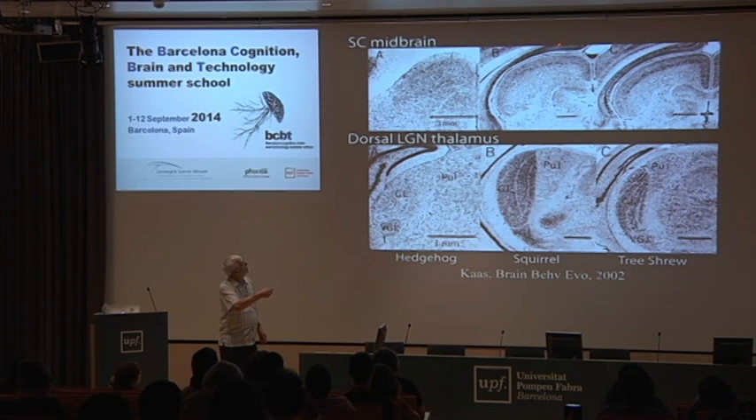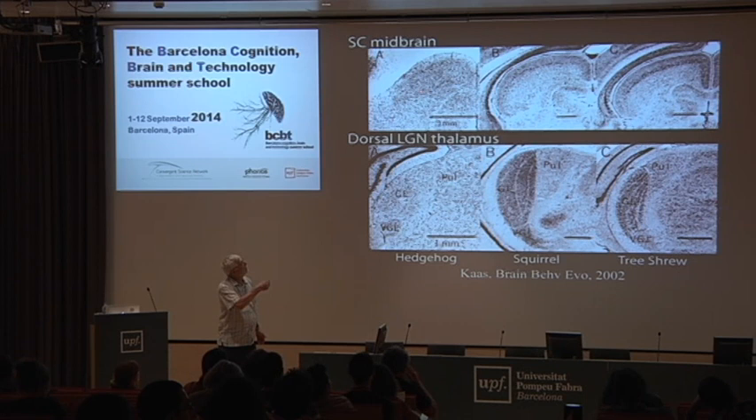And here would be a highly visual animal, a squirrel. And you see different sizes of cells in there and some layers and a big structure. And here's the same thing in another animal, not closely related, but close, with a different kind of organization and specialization in the laminar way. So you can go from there to there, or you can go from there to there.